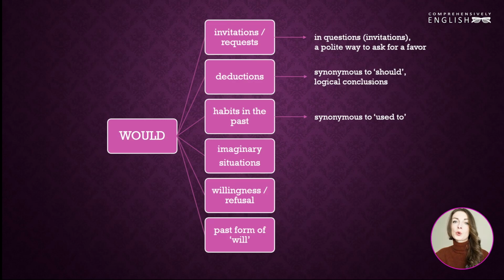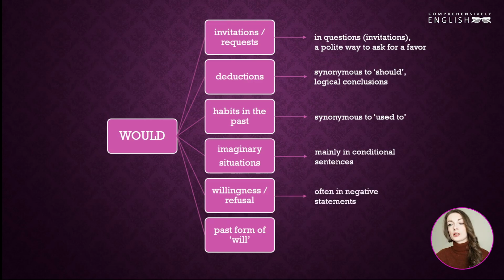Similarly, we can use will in present to express something which happens repeatedly. And it's logical that in the past, instead of will, you would use would. Would is used in imaginary situations, as I have already said, mainly in conditional sentences. Would is used to express willingness or refusal to do something, often in negative statements. Just like will is used to express willingness or refusal to do something in the present.